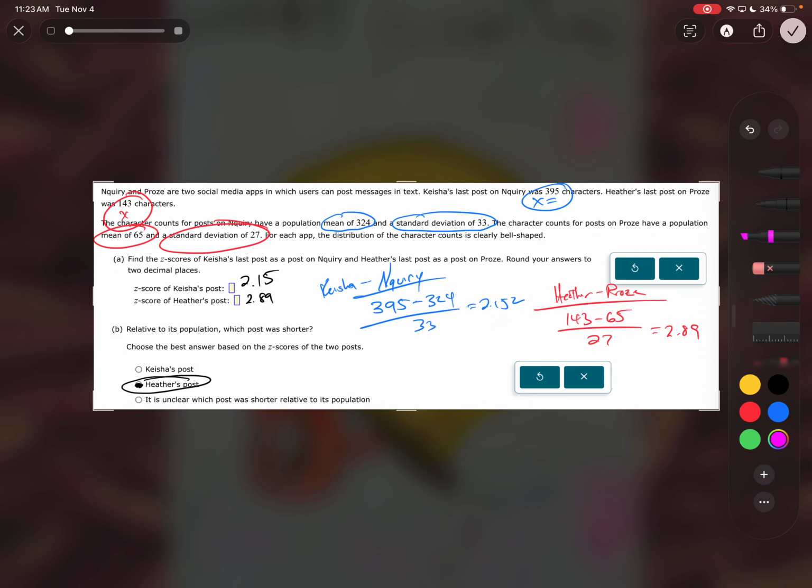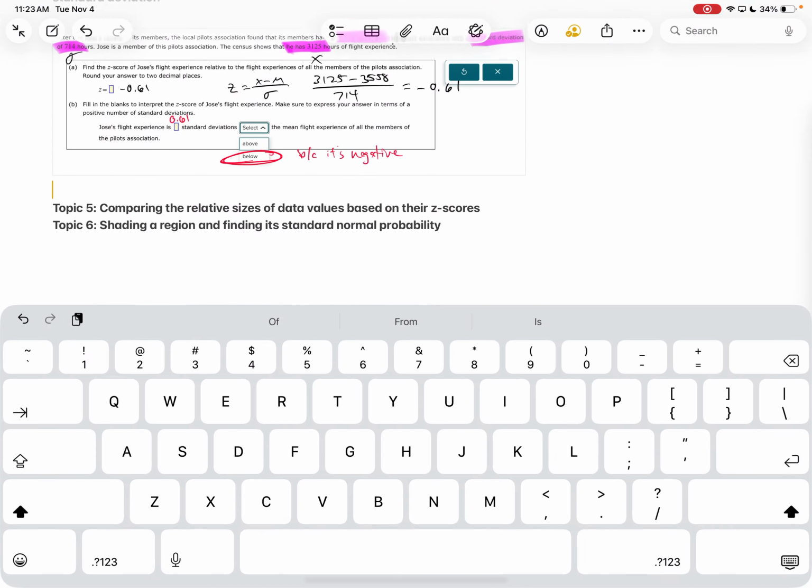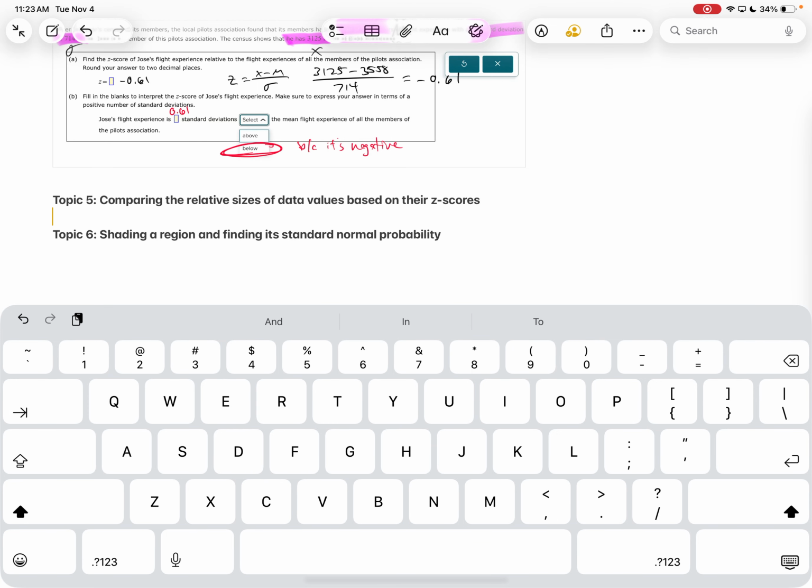Now, one thing to note here is this right here. The distribution of the character is bell-shaped. You can only compare z-scores if it is bell-shaped. Okay? We may write that out just right here. You can only compare z-scores if it is bell-shaped.